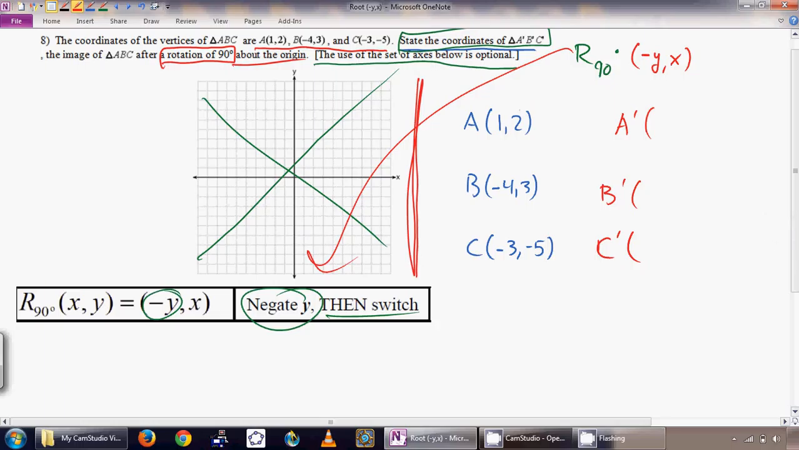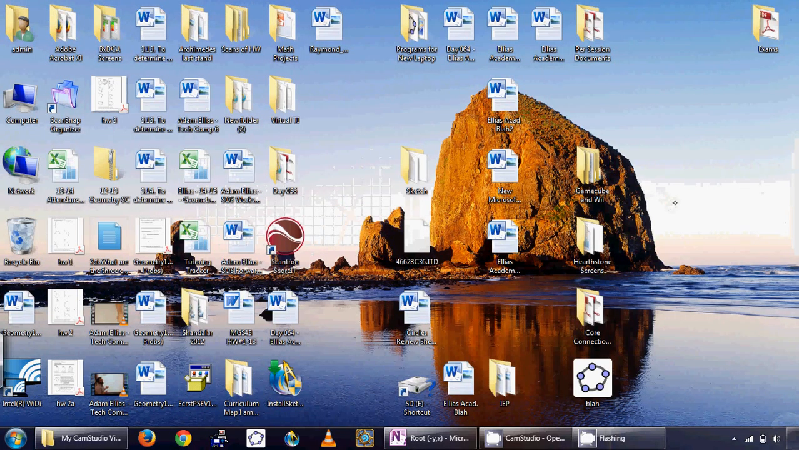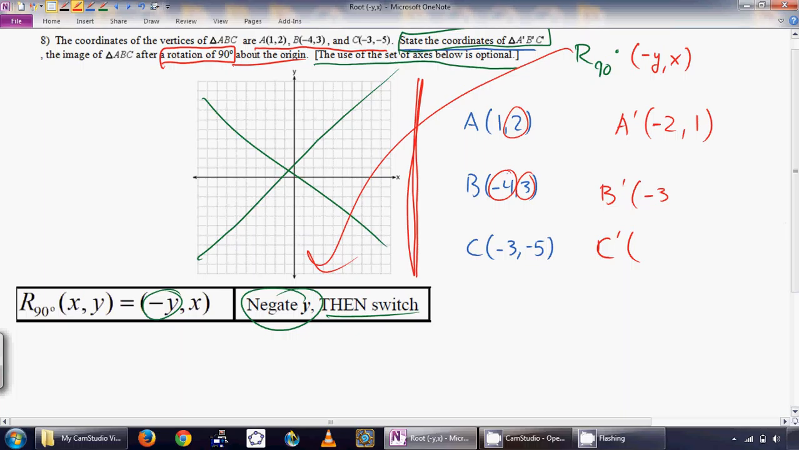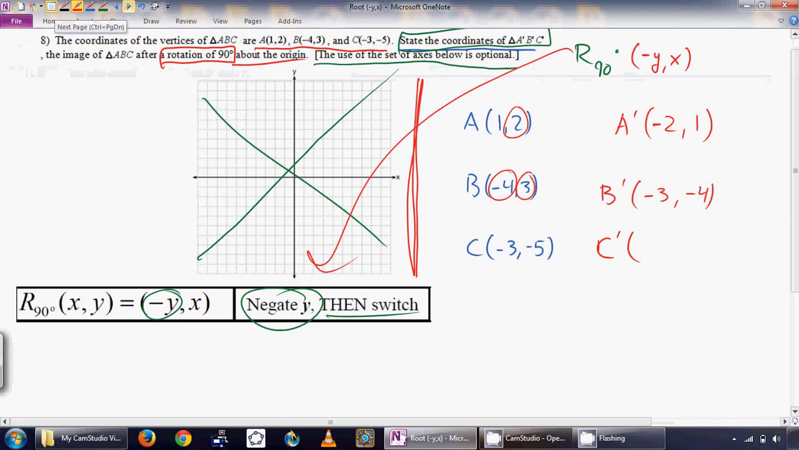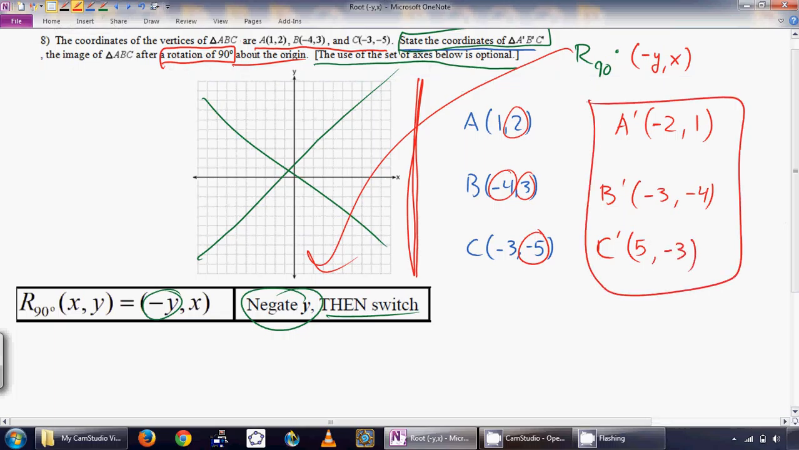I negate my y, so that becomes -2, and then I move my x to the back. They switch. I negate my y, that becomes a -3. And then I take my x and I bring that to the back, -4. The last one, I negate my y, that becomes a +5, and then I take that x and I put it to the back. So there is the answer to our question. I've stated the coordinates of the image of triangle ABC after a rotation of 90 degrees about the origin.